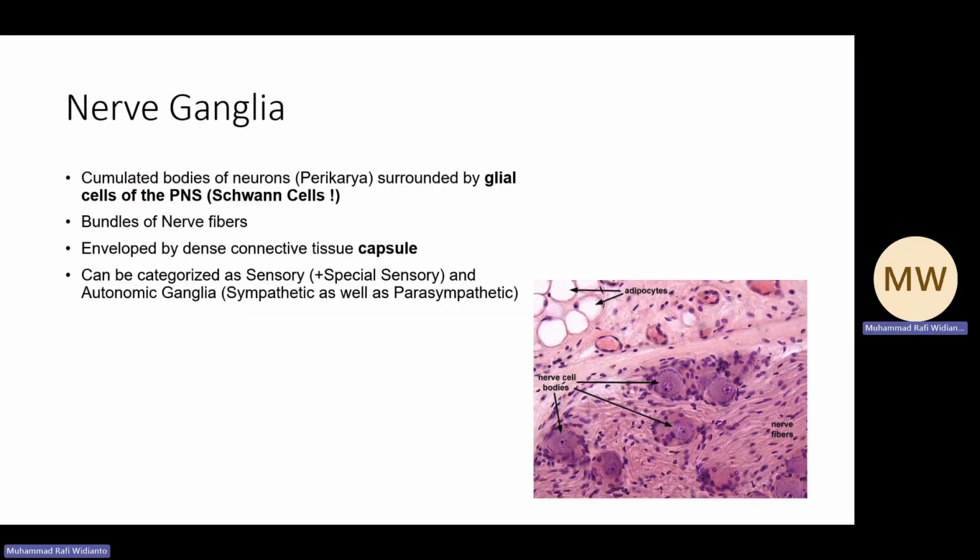So now nerve ganglia. Nerve ganglia are basically compacted bodies of neurons, or cell bodies of neurons, surrounded by glial cells of the PNS. So these are Schwann cells and also satellite cells, because they act to nourish the cells. Again, they're bundles of nerve fibers too, and they're enveloped by a dense connective tissue capsule, very important. And they can be categorized as sensory and also autonomic ganglia.